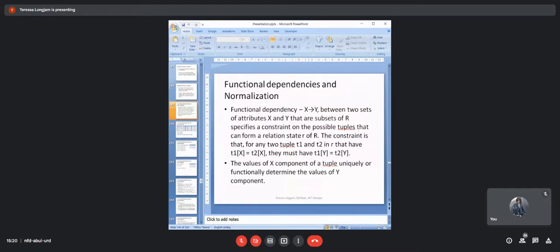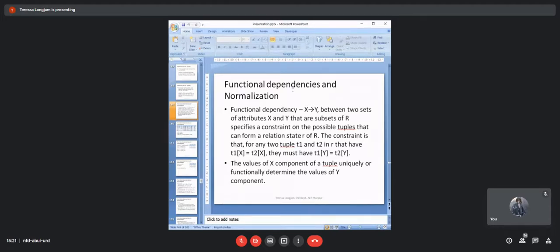Now, what about functional dependencies? Functional dependency is a tool for the process of normalization. Whenever we are performing normalization, we are going to use functional dependencies between the attributes. So dependency means the dependencies between the attributes of a relation. We will be using this as a tool for performing the normalization process. So we need to first learn about functional dependencies. After that, we'll go to normalization.